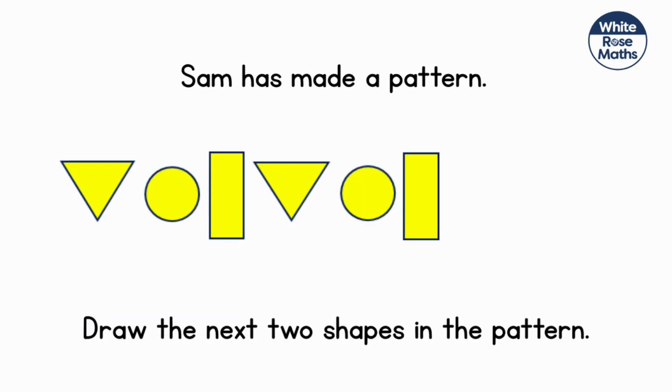Sam has made a pattern. Triangle, circle, rectangle, triangle, circle, rectangle. Draw the next 2 shapes. It's going to be a triangle, then it's going to be a circle.